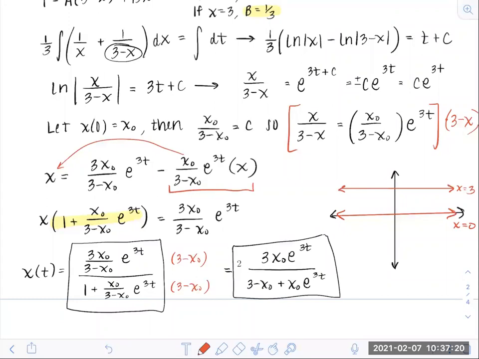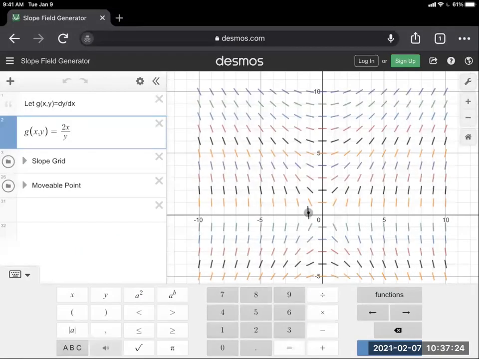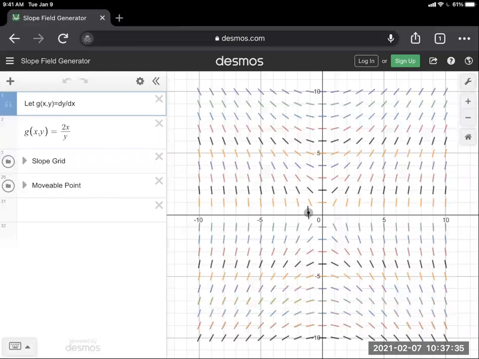So let me back out of here and open up my browser. And where I'm at is on Desmos.com, their slope field generator. Now, I want to emphasize one thing here. You'll notice here in box 1 that their derivative is in terms of dy dx. Our function in problem 4 was dx dt. So their y's are our x's. Make sure that you make that switch.